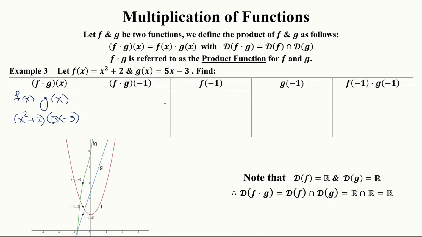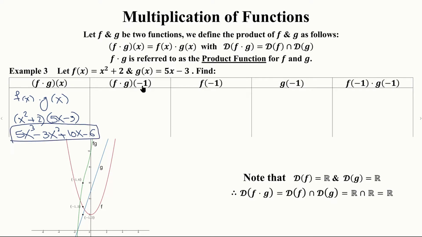Okay, so we get 5x cubed minus 3x squared plus 10x minus 6. So let's just double check. 5x cubed minus 3x squared plus 10x minus 6. And that's it. That is the product function. There's no simplification that's possible, so we stop there.